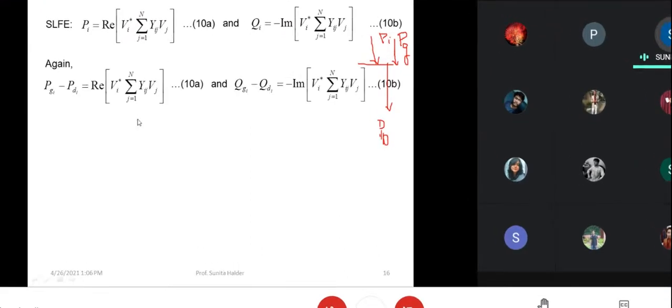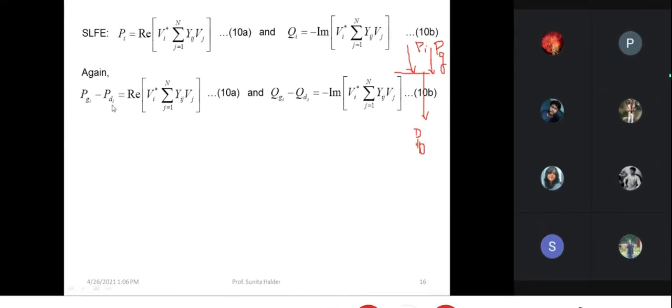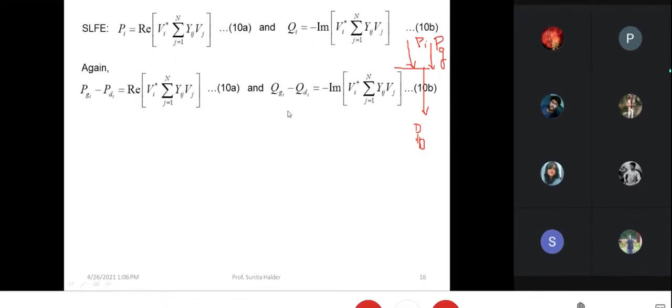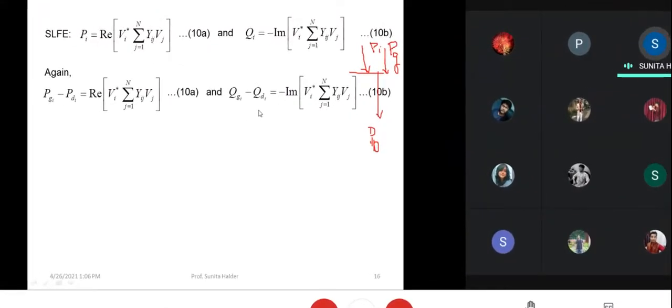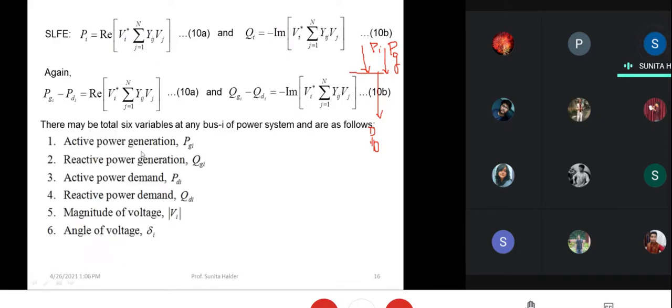So equation 10a, we can write as PGI minus PDI for the ith bus. Similarly for reactive power, QGI minus QDI. So for any bus, generator bus or load bus, PGI or PDI are known, but voltages are unknown. If we see equation 10a or 10b, what are the parameters available at every bus? These are the variables or parameters, the possible variables that may be there.